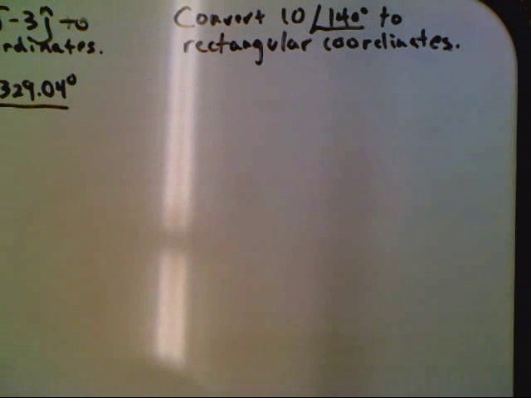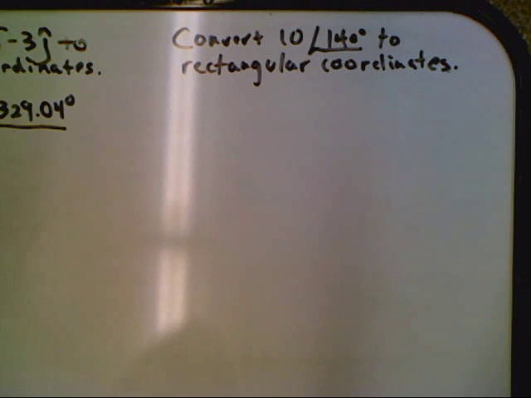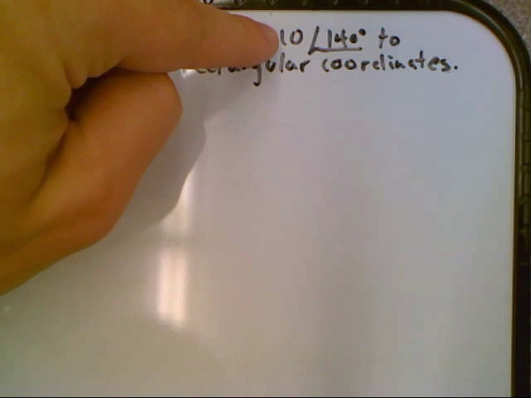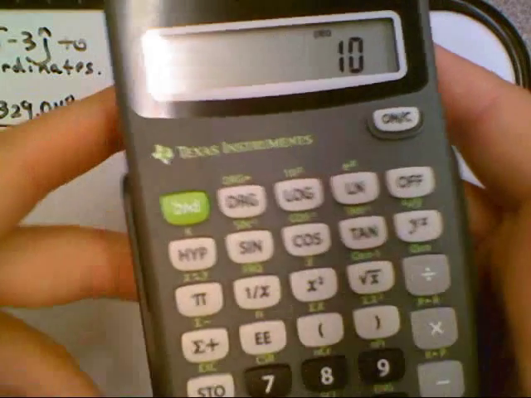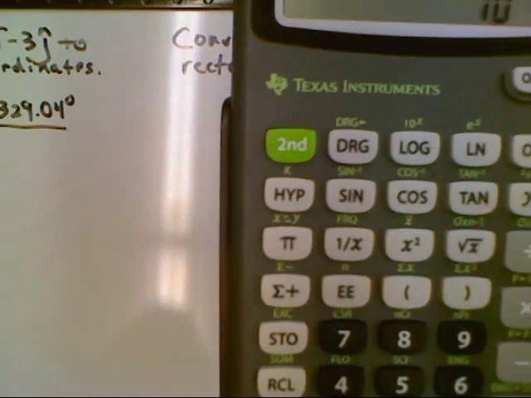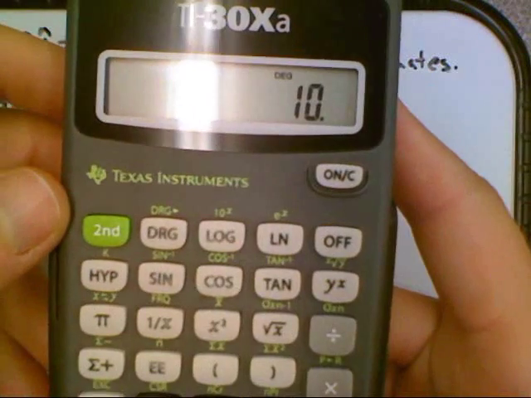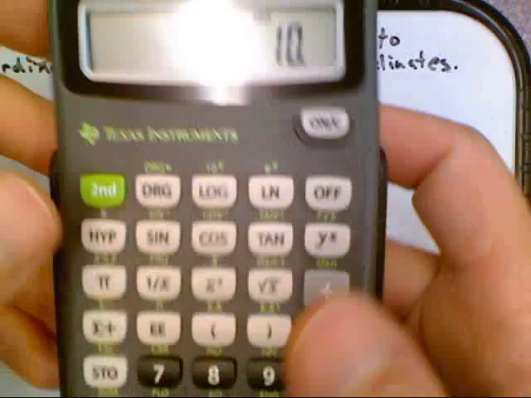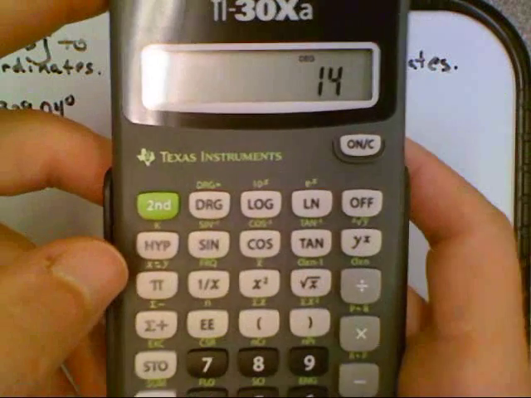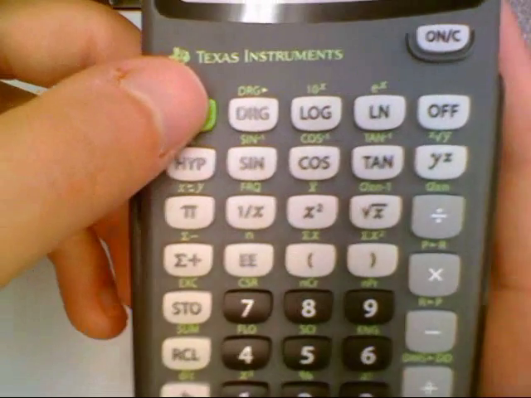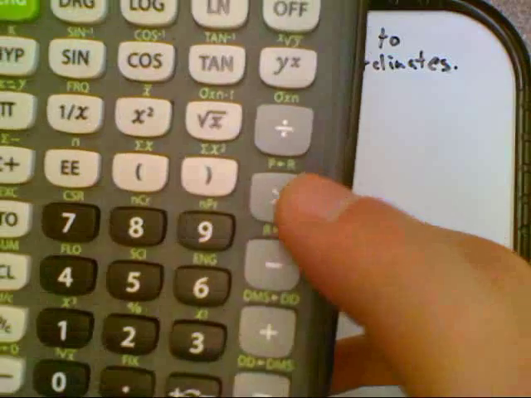Okay, for converting from polar to rectangular, very similar process. First, you always want to put in your radius. So here we're converting 10 at 140 degrees to rectangular, so we're going to put in 10 first. Then, just like with the rectangular coordinates, you always want to hit plus, and then put in the angle, 140 degrees. We're going to hit the second button again, and then this time the polar to rectangular button.